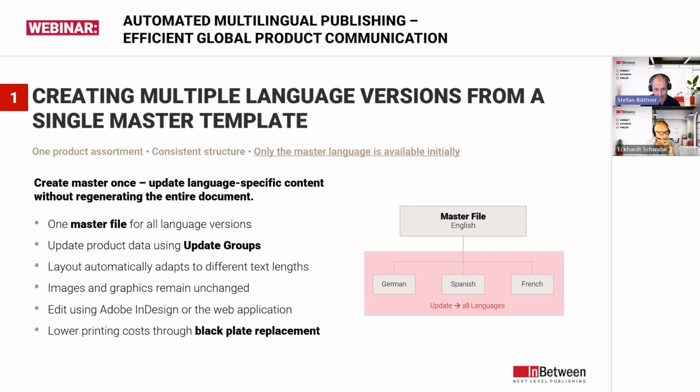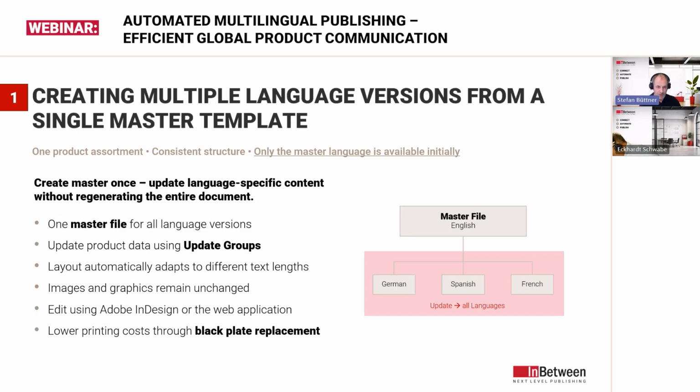creating multiple language versions from a single master template. That is done most of the time when you only have a master language created and the translation texts for products are coming later in your company. So you have one product assortment for all countries, you have a consistent structure, and only one language at generation time. Once you create the master with the master template, this master template will then be used for all language versions.